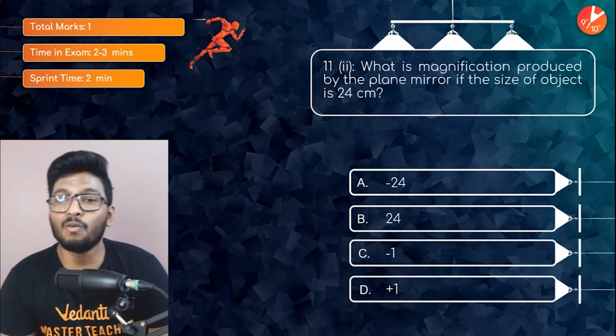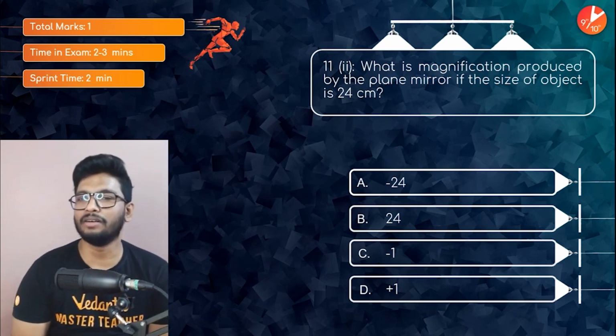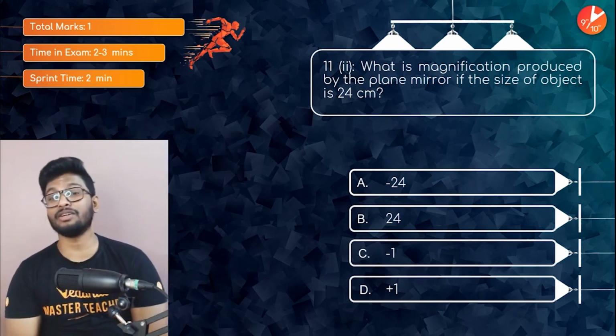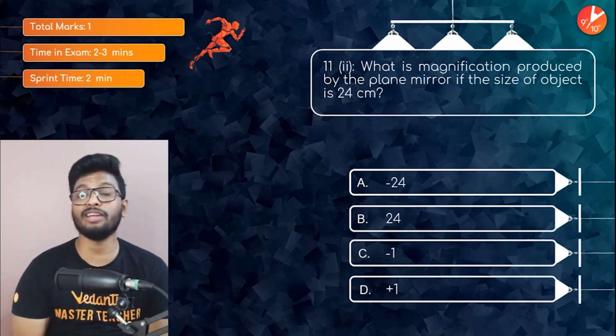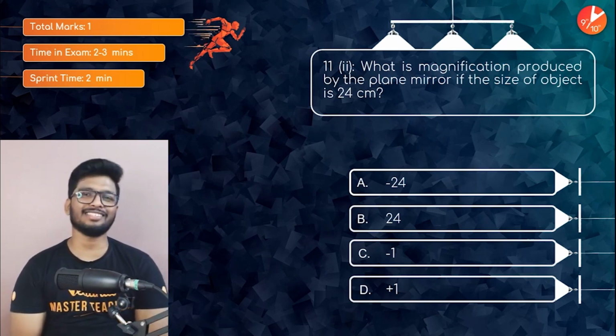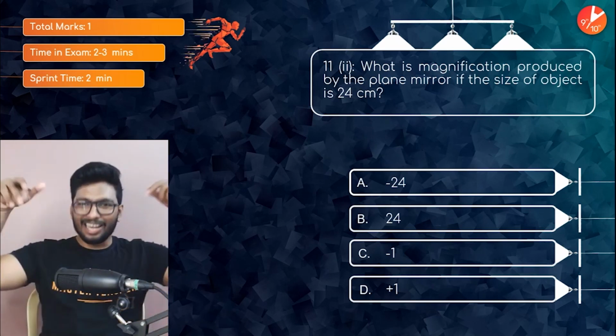Second question, 2 minutes for this one also. The question is, what is the magnification produced by a plane mirror if the size of the object is 24 centimeters? Options are minus 24, plus 24, minus 1, or plus 1. What will be the value for magnification? Pause the video. Let me know the answer in the chat box.